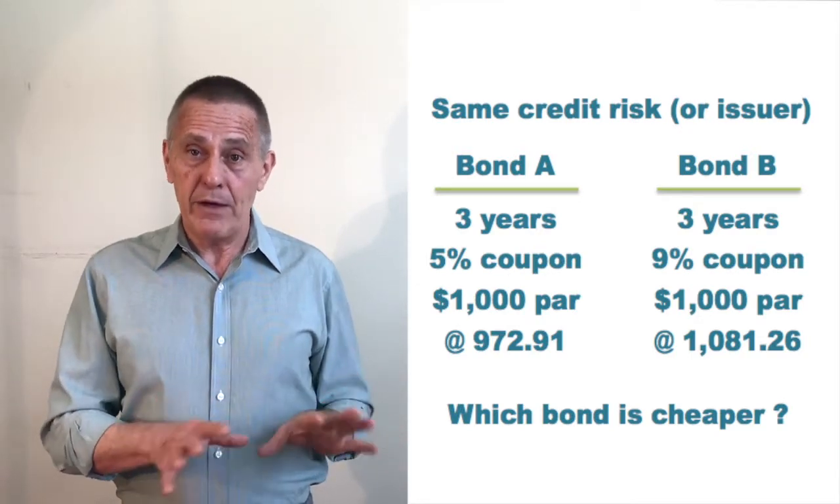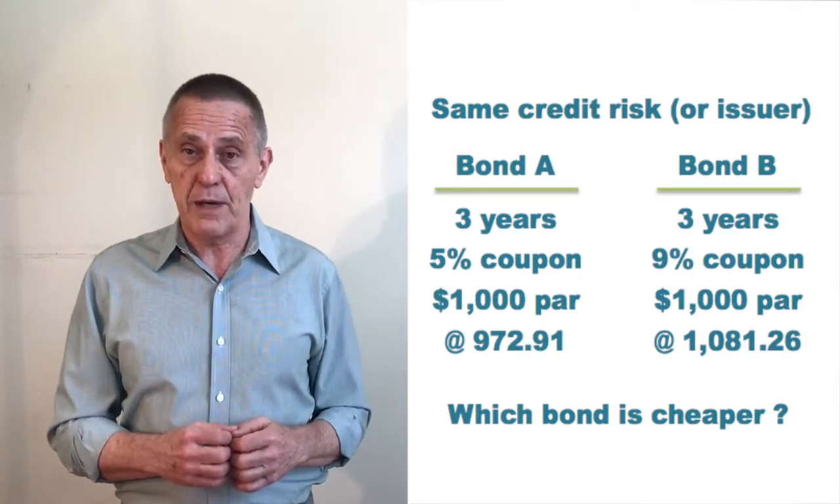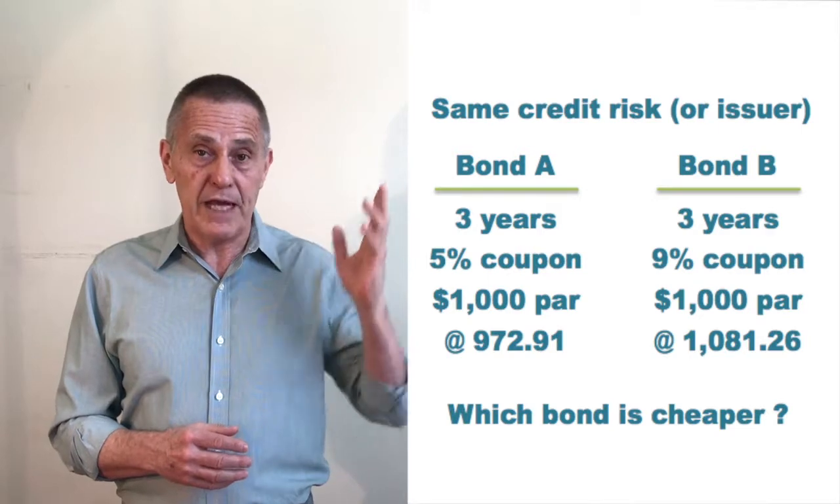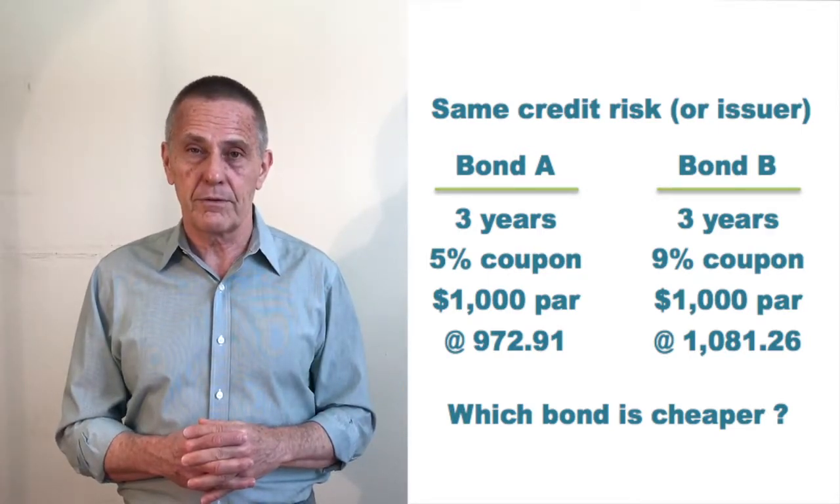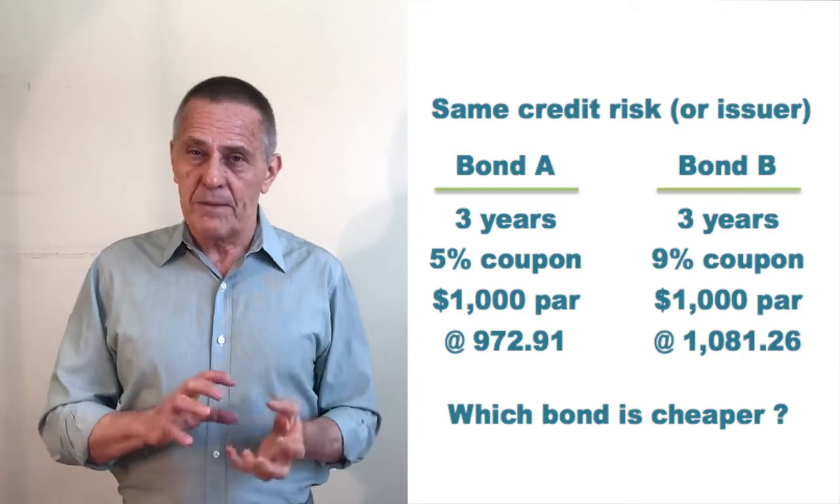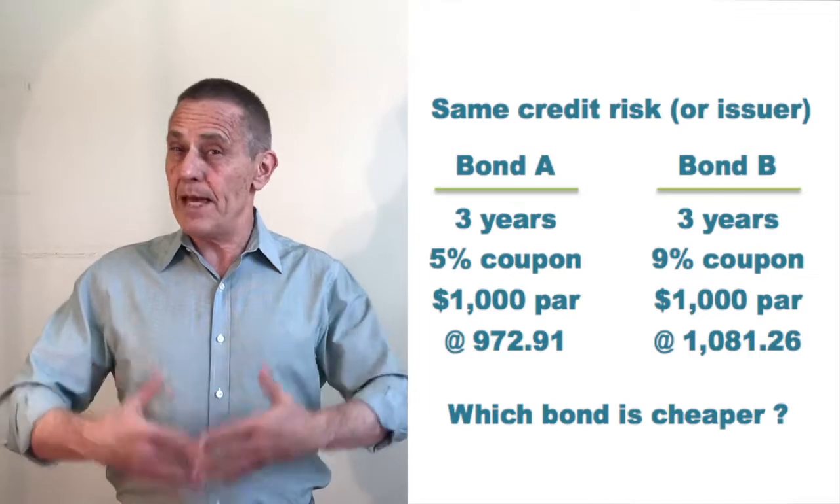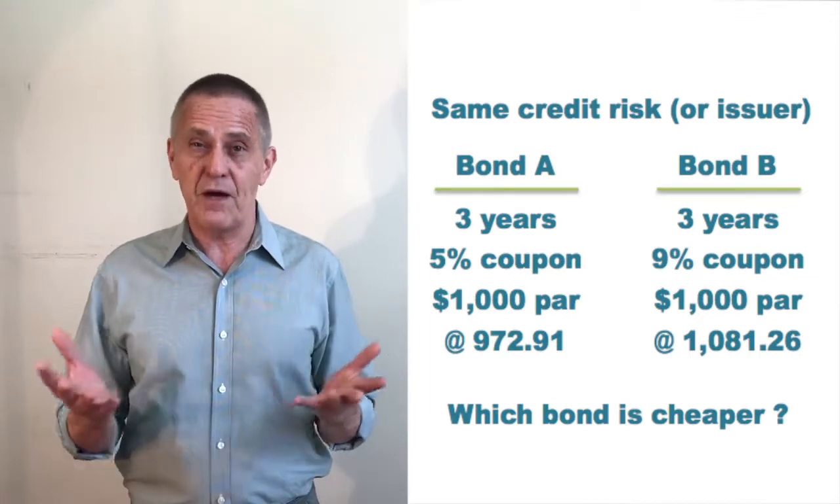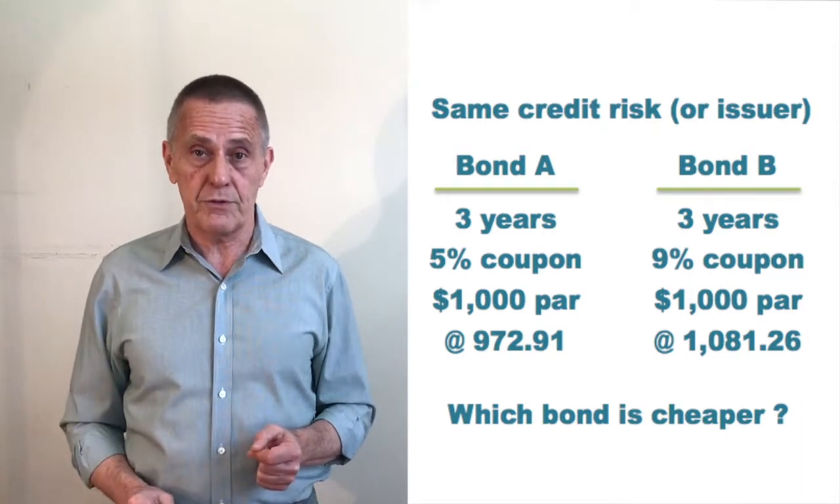but that bond A also gives me lower cash flow, $50 a year since it has a 5% coupon, versus bond B, which has a 9% coupon, which gives its holder $90 a year. So if I'm trying to understand which is the better deal, in other words, which bond I'm paying less today per dollar of future cash flow, how do I get that? That's what yield to maturity tells you.